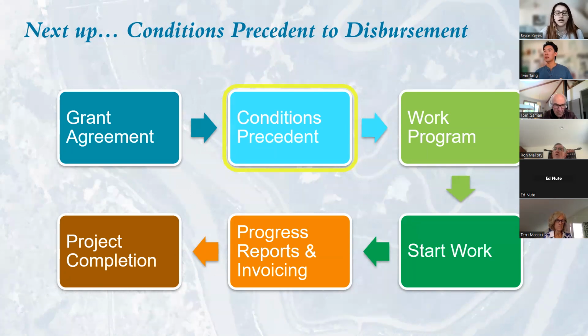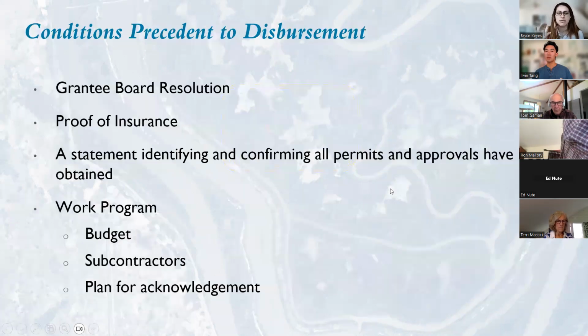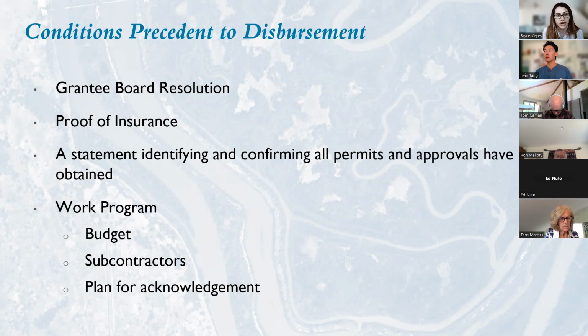All right, so we're going to start talking about conditions precedent. What we mean by conditions precedent are conditions that we require before you could start spending money on your grant. These conditions precedent are outlined in your grant agreement, but there are four main components. So we have the grantee board resolution, some proof of insurance, a statement that identifies and confirms that all permits and approvals required for your project have been obtained.